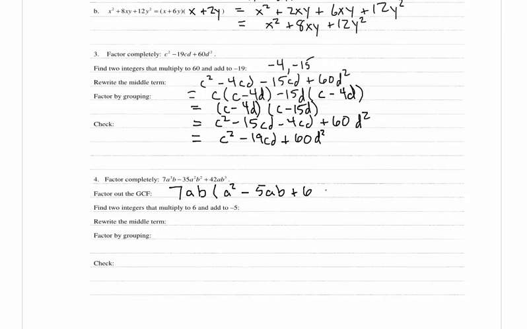plus 6b squared. And now we want to find two integers that multiply together to give us 6 and add together to give us -5. So we're going to have -3 and -2. And now we want to rewrite the middle term. So we have 7ab times a squared minus 3ab minus 2ab plus 6b squared.